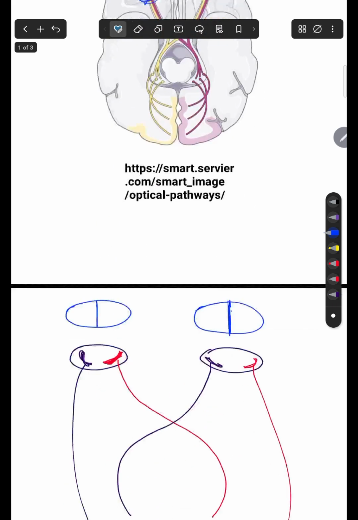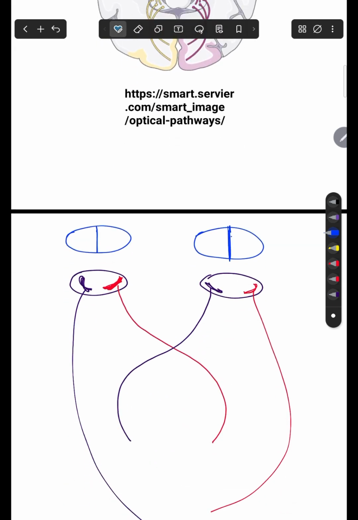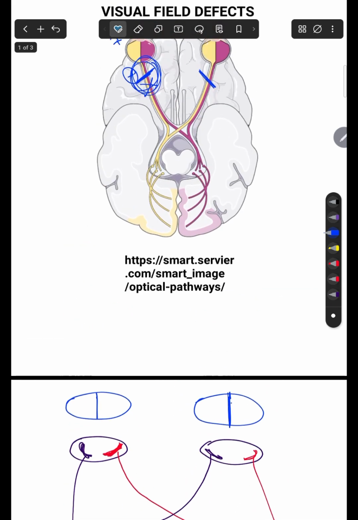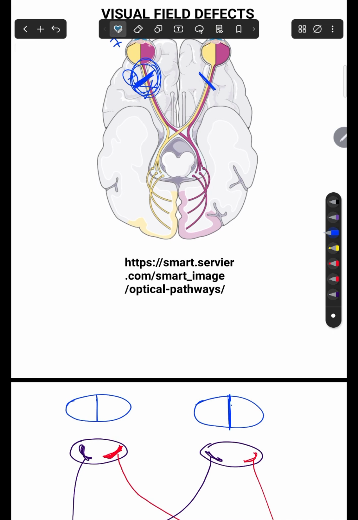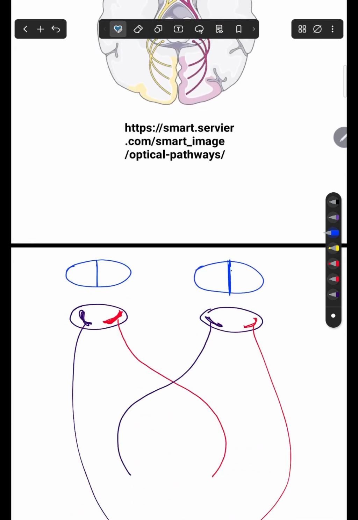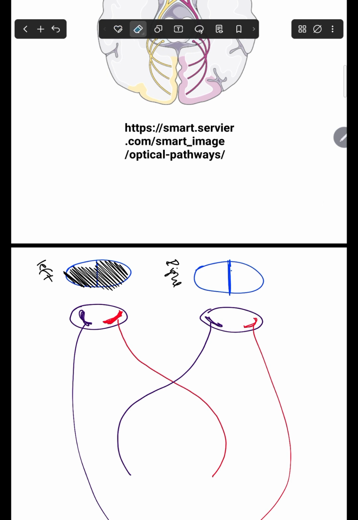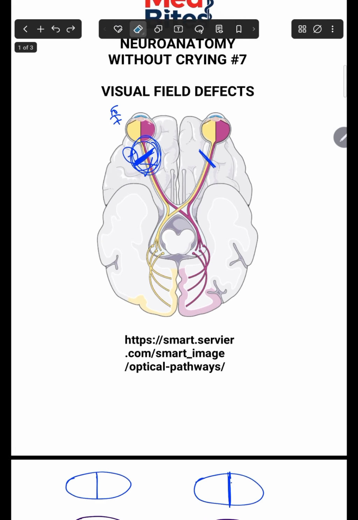So what you are going to present with is, for example, if the lesion is in the left eye, you are going to lose complete vision in the left eye, and the right eye is going to be okay. That makes sense. That's pretty straightforward. Nothing complicated there. Now, what about the second lesion?